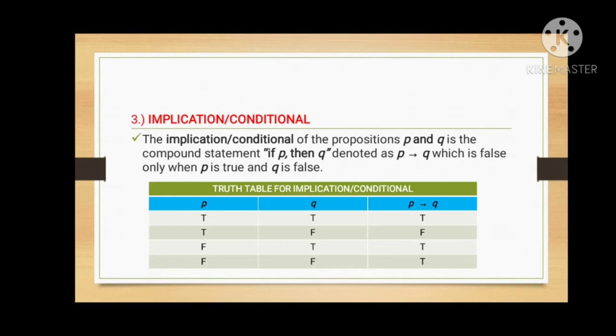So here is number 3, which is the implication or conditional. The implication or conditional of the propositions P and Q is the compound statement if P then Q, denoted as P → Q, which is false only when P is true and Q is false.